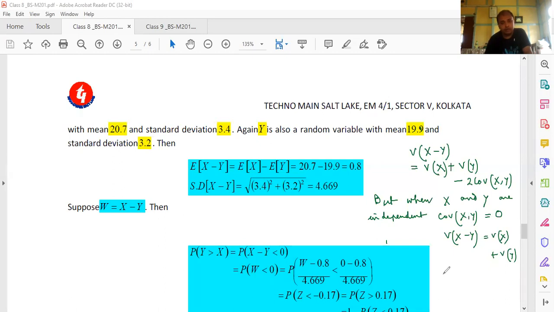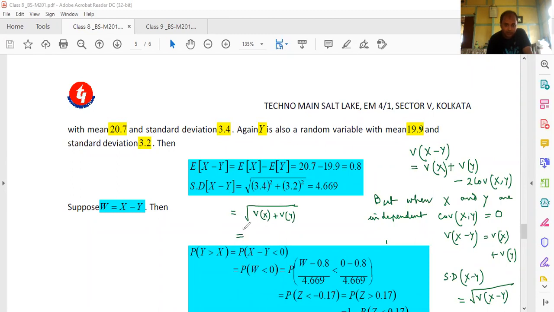That was in one of my earlier notes, which I posted in the Google Classroom. Probably you have gone through it. The standard deviation of X minus Y will be the positive square root of the variance of X minus Y. So the standard deviation of X minus Y will be the root of the variance of X plus the variance of Y.